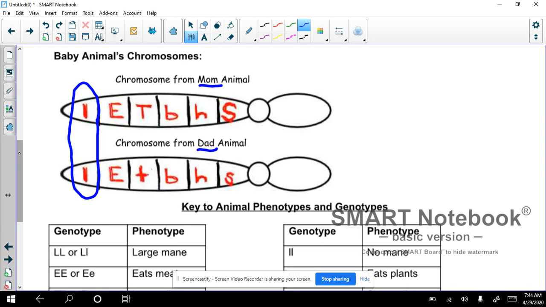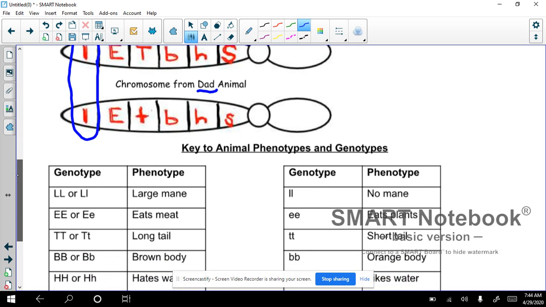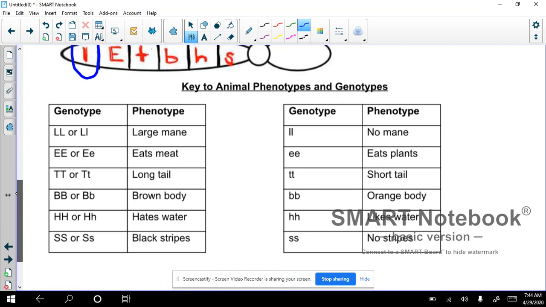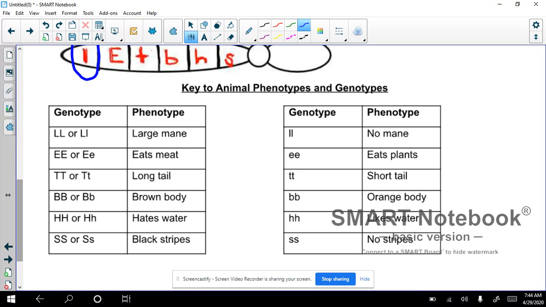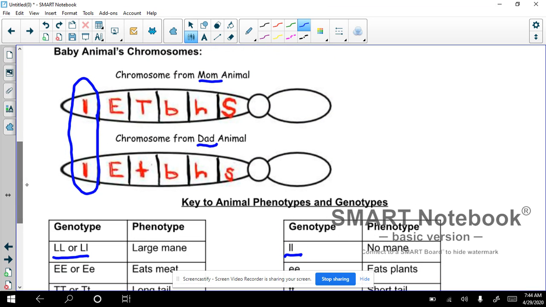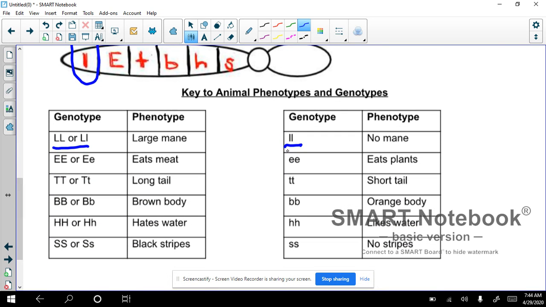So I'm going to go down to my chart, and if you look in our chart, okay, I see the letter L's in this chart. I see some L's over here, and I see some L's over here. So I'm going to go back up. I have 2 lowercase L's. Therefore, I'm going to stay on this part of the chart over here.